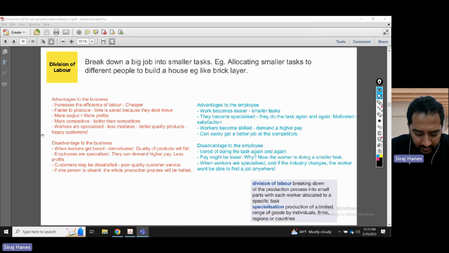What are the drawbacks to the business? When workers get bored, now the bricklayer is laying bricks. Today is laying bricks, tomorrow is laying bricks. For the rest of his time, he's going to lay bricks. He's going to get bored. He's going to get demotivated. The quality will fall. And when employees are specialized, I'm a specialized teacher. If I go work somewhere, I'm going to ask for a really high pay. That means the firm won't get as much profits as they could get. Customers may be dissatisfied because of the poor quality, because of the boredom and mistakes and quality falling.